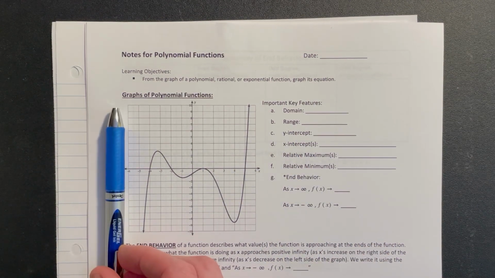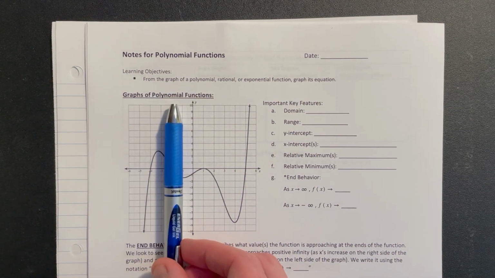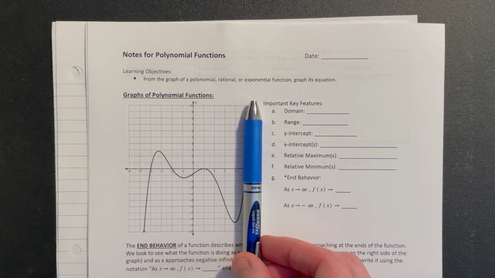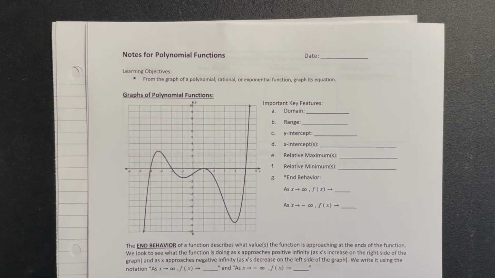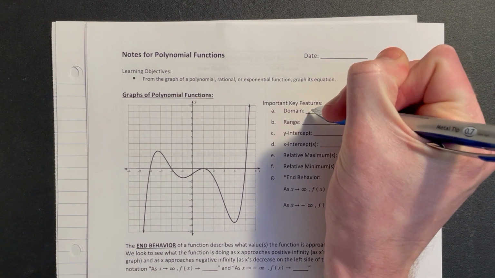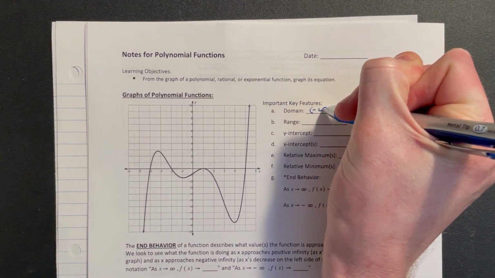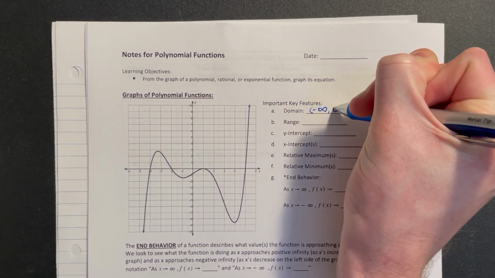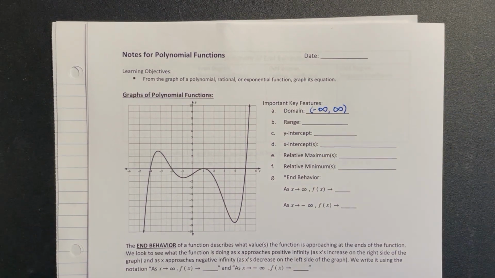If I'm looking for any breaks in the domain going left to right, we see that every x value has a defined output. So the domain of this function would be negative infinity to positive infinity, or all real numbers.